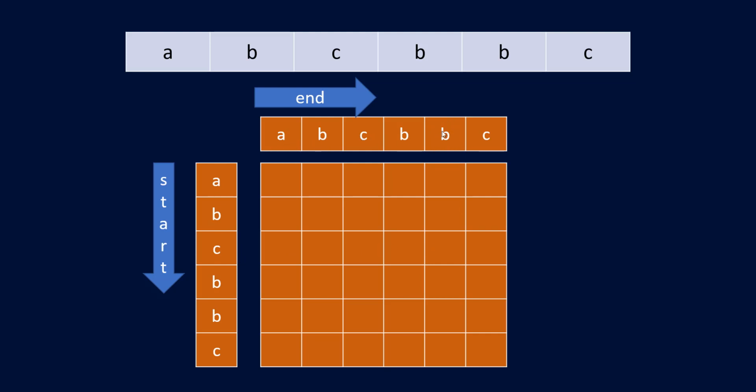0, 1, 2, 3, 4, 4th index. So that would be CBB. Fine. So now you know how to read this particular matrix. Now let's go ahead and fill it out.